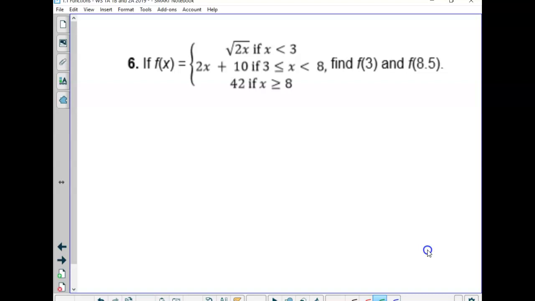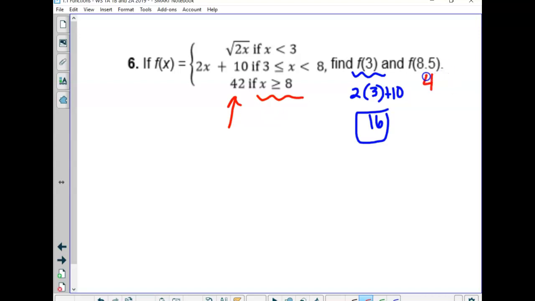All right, piecewise, do we need to do this one? Which rule does the 3 go into? Yeah, the middle one, because it says or equal to 3 right there. So I'd have 2 times 3 plus 10 would be 16, I think. What about 8.5? This is a weird one. What does it say? For everything above 8, the answer is just 42. So this is 42. It doesn't say 42x. It says 42.